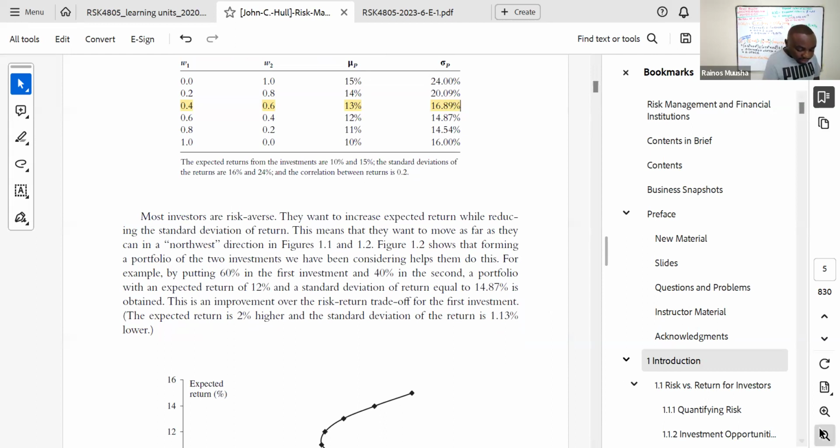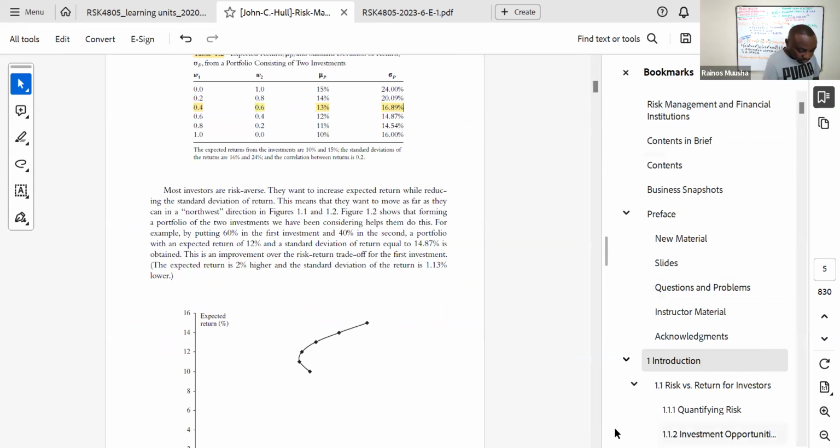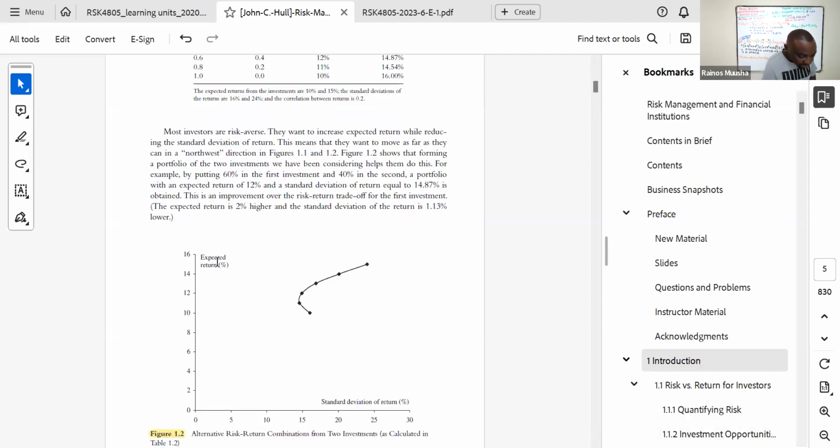So based on that information, I'm just making my screen smaller so that you can see what I'm trying to demonstrate. They are now showing us that if you plot this information on the graph, this is the graph that you're going to end up getting, where you are plotting the expected return against the corresponding standard deviation.